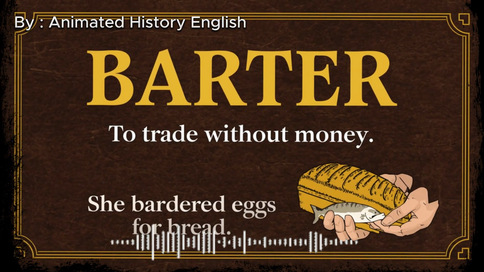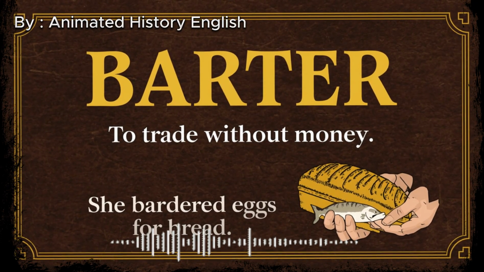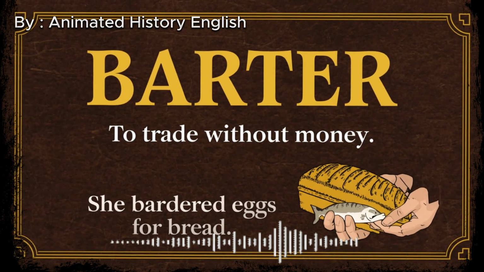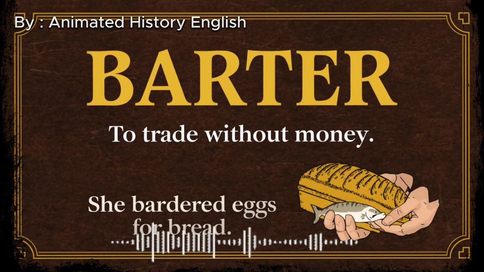Word number 2, barter. Barter means to trade things without using money. Example sentence. In ancient times, people bartered fish for bread.